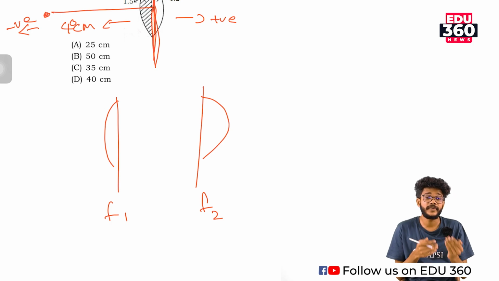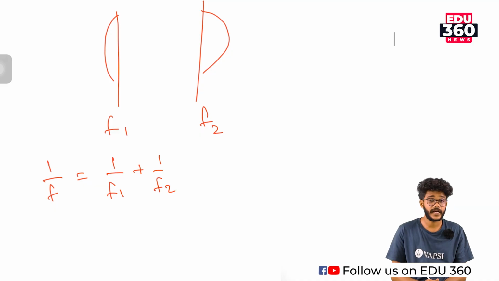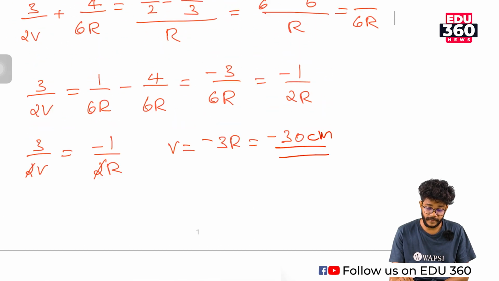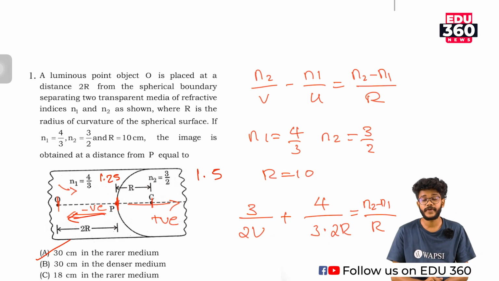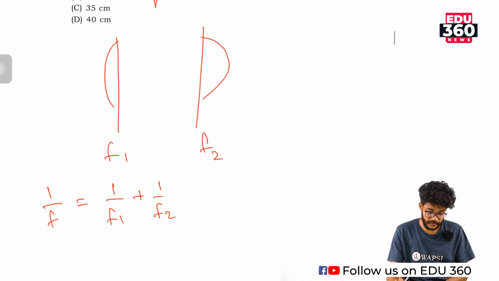So we can derive the total focal length on the basis of 1 by f is equal to 1 by f1 plus 1 by f2. Okay, actually we can derive the equation for focal length like this. And what is f1? We can derive f1 using the same formula as in the previous question: n2 by v minus n1 by u is equal to n2 minus n1 by R. Here n2 is the refractive index of the material. We can take n1 as air.